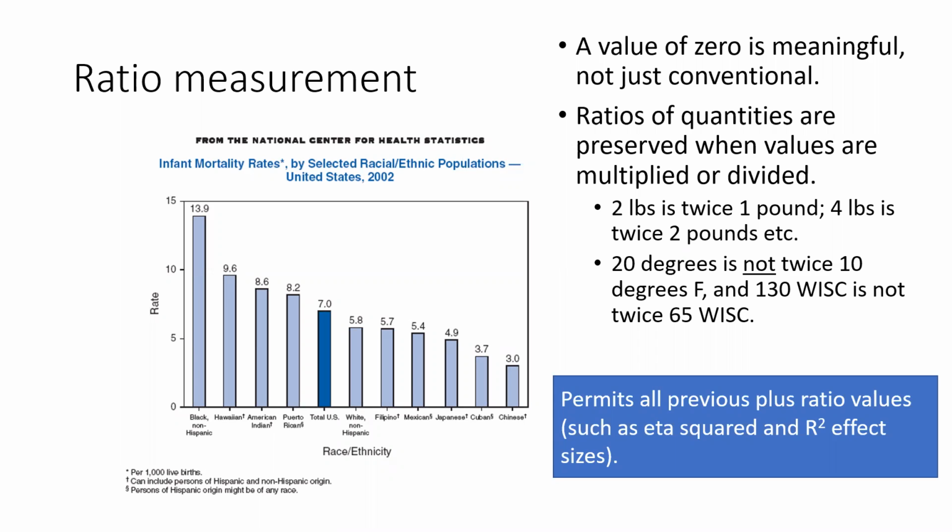So, this graph is of infant mortality rates. It is possible for there to be 0 infant mortality per live birth. So anything that is a real count of actual things happening can be, as long as the things that are happening are of equal magnitude, that is ratio level measurement.